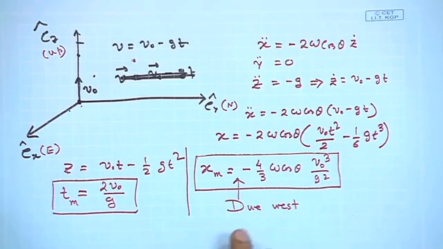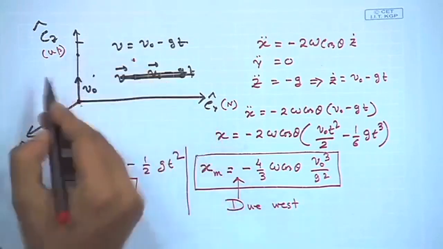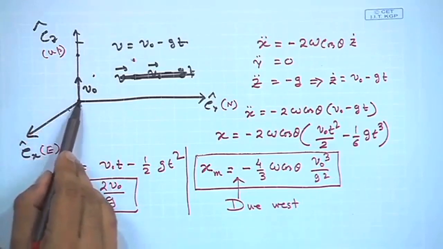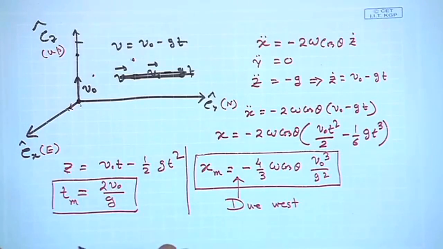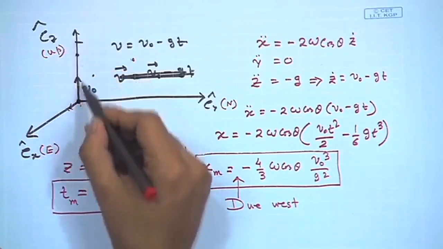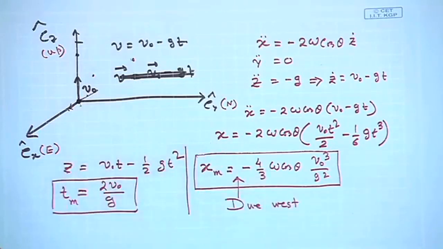Now, this is a very interesting observation, because in the previous problem the deviation was due east, and now the deviation is due west. In the previous problem we started from this point and the particle hit the ground somewhere along the x axis. But in this case, when we start from here, the particle comes back and hits the ground somewhere along the minus x axis. Why it is so, I am leaving to you.